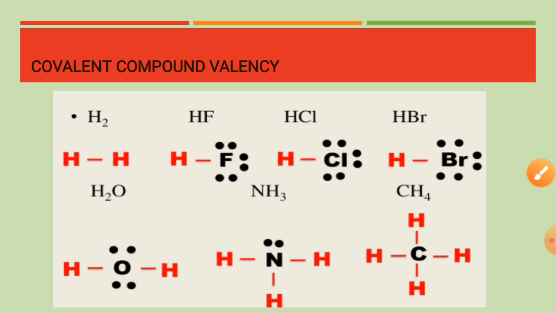I must define here what covalent compound valency is. Covalent compound valency is the number of hydrogen atoms which combine with one atom of that element, or the number of bonds formed by one atom of that element. Example in the following compounds. Now let's again do some practice.